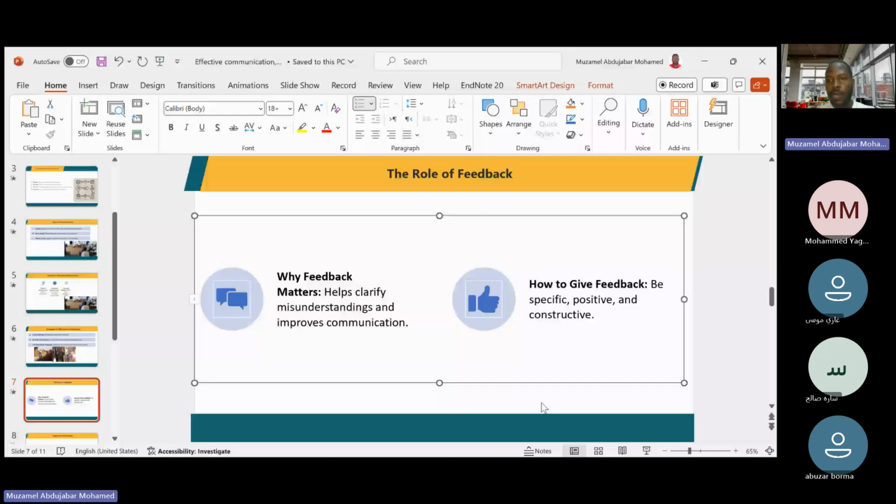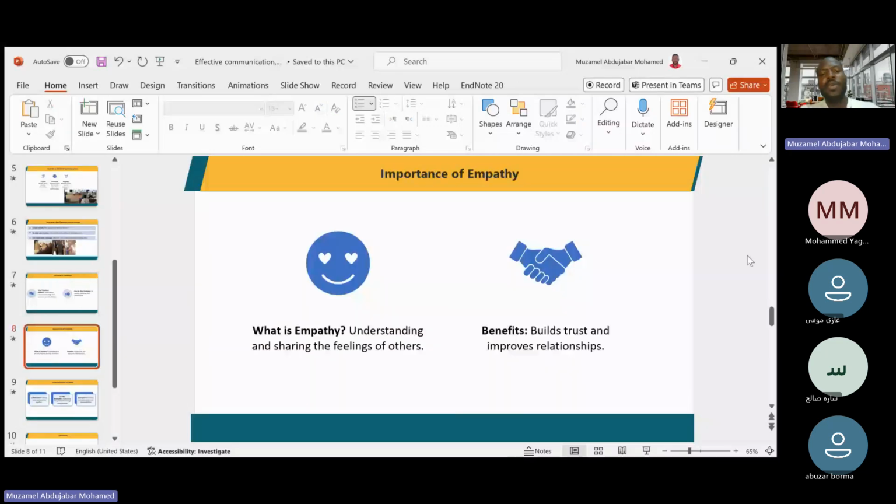Now we are going to talk about the importance of empathy. What is empathy? Empathy is understanding and sharing the feelings of others. How can you understand and share feelings with others? That means understanding the feelings of others and sharing them. What is empathy? It means understanding and sharing the feelings of others.